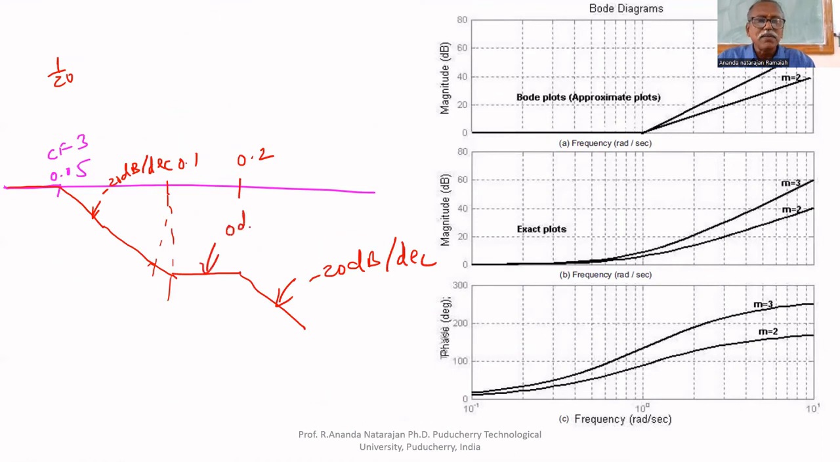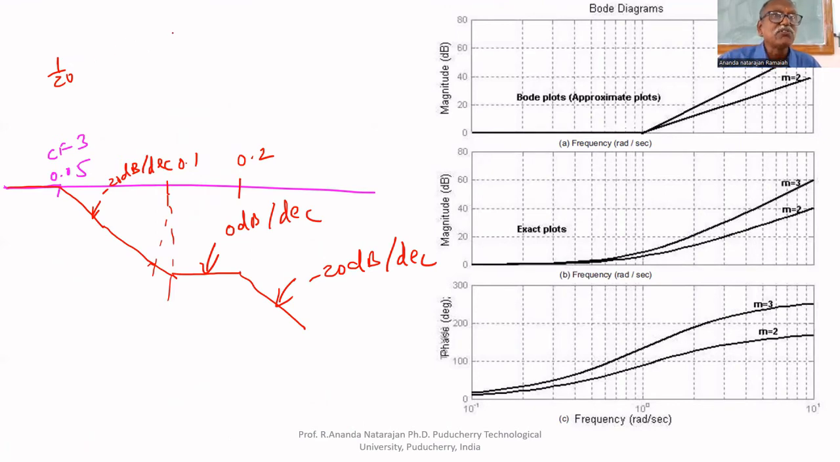Here, it is 0 dB per decade. Here, it is minus 20 dB per decade. If you add all these together, we get this plot. So this is the plot for the given transfer function.